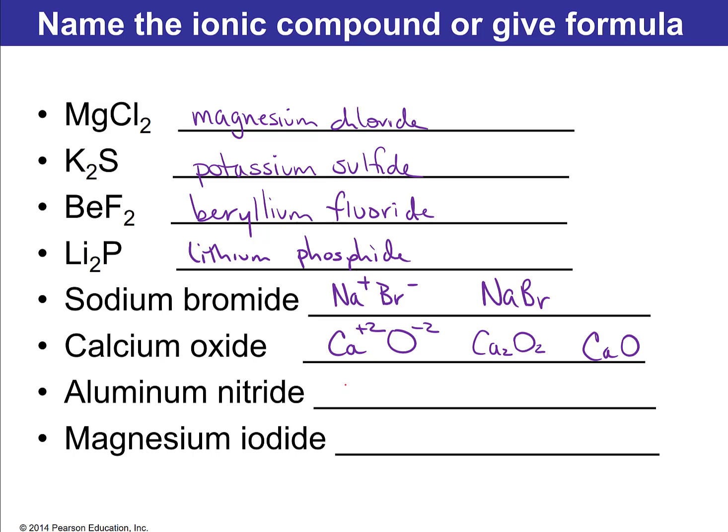Aluminum nitride, Al, will be the charge. +3. See, it's in group 3A, so it's a +3. And then nitride is nitrogen, and it's a -3. Because it's in group 5, so it needs to gain 3 to have 8. So if you swap this one, it would be Al3N3. But you've got to simplify, so it would end up being AlN. 1-to-1. So just make sure that you go back, simplify them if you can. So then the last one, magnesium iodide. Magnesium is Mg+2. It's in group 2A. Iodide is an I, and it's negative. So when you swap this, what's the formula? MgI2.